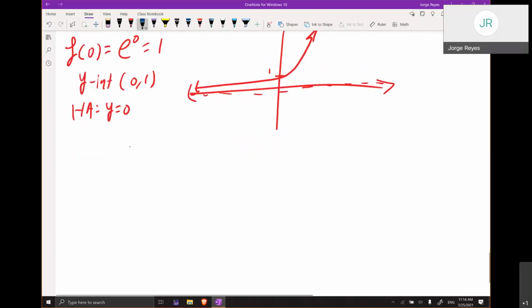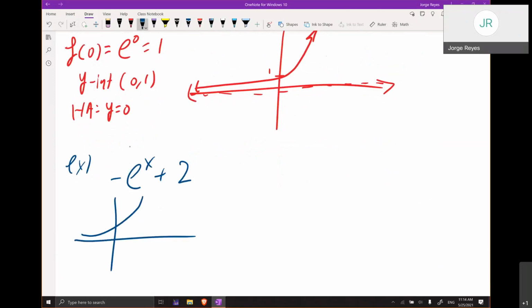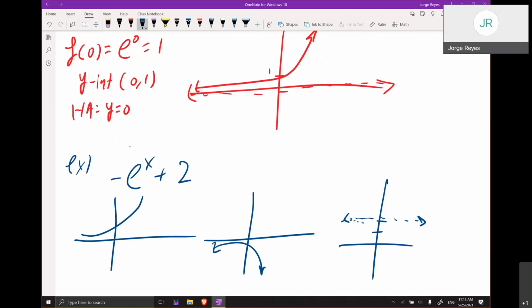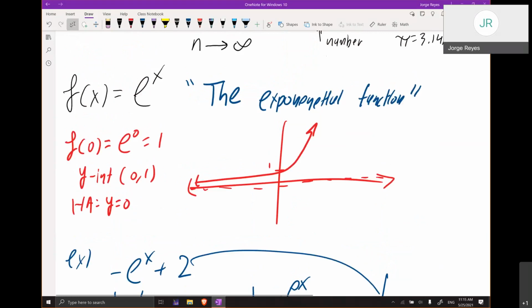So, again, I'm just going to do one example, right? If you have negative e to the x plus 2, e to the x, negative e to the x, plus 2, so the horizontal asymptote goes up 2. All right, so it should look better. You should probably label, but you should be able to do everything you already know how to do, just with this base knowledge of what e to the x looks like, okay?